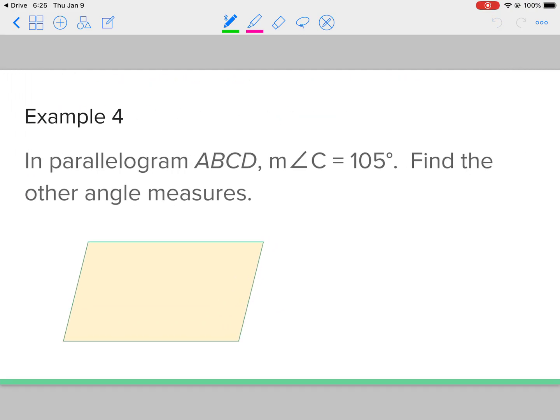All right, in example 4, we were given that in parallelogram ABCD, the measure of angle C is 105. We weren't given a picture here. So I like to draw things out and see where everything lays. So if I think about this, first, the important thing is I need to know how to name quadrilaterals and larger polygons. So the name tells me how the shape is set up.